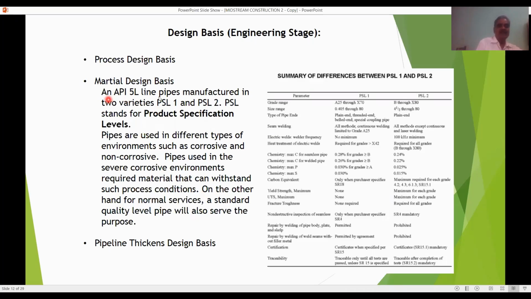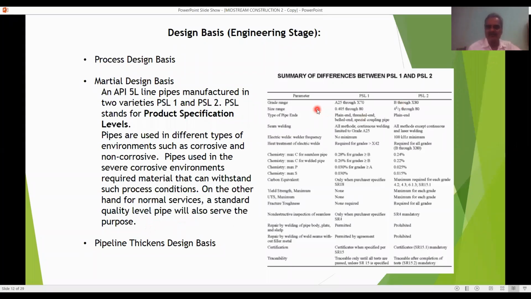Material design basis, and API 5L line pipes are manufactured in two varieties, PSL1 and PSL2. PSL stands for product specification levels. In any pipeline construction, they will ask you to go for PSL1 or PSL2. Okay, PSL means product specification levels. Pipes are used in different types of environments such as corrosive and non-corrosive. Pipes used in a severely corrosive environment require material that can withstand such process conditions. On the other hand, for normal services, a standard quality level pipe will also serve the purpose.